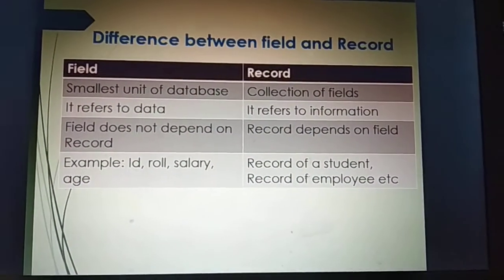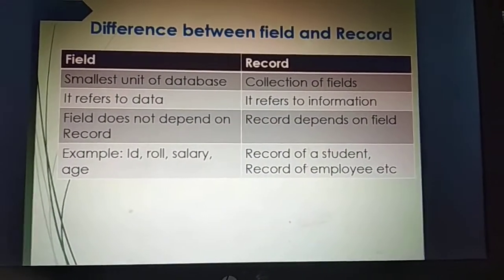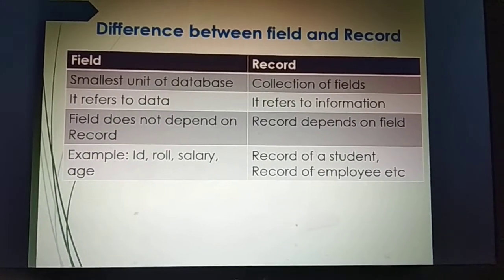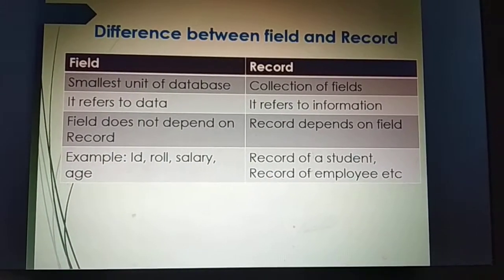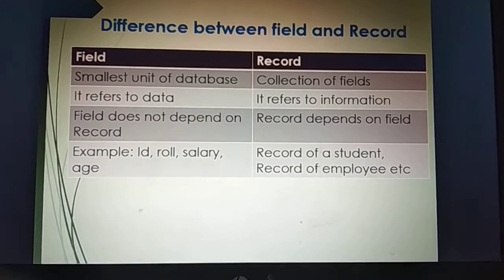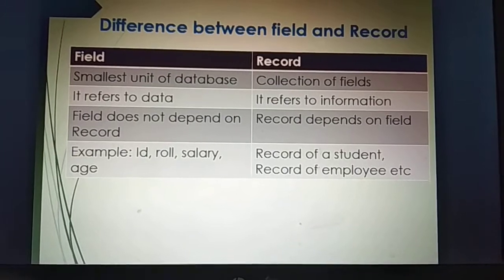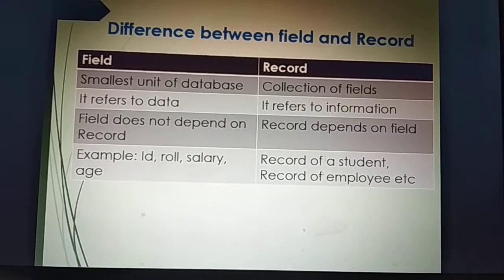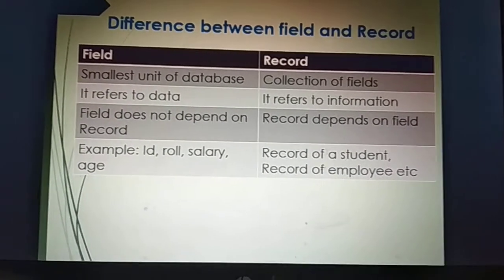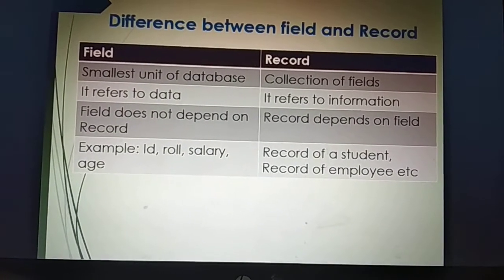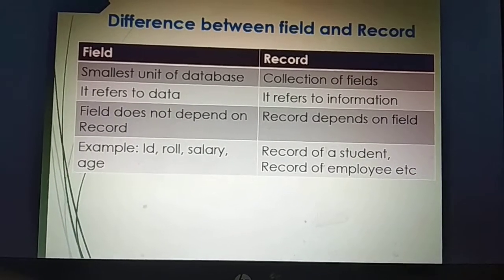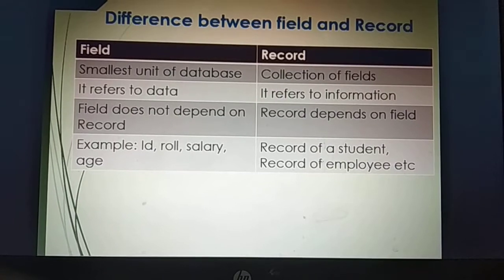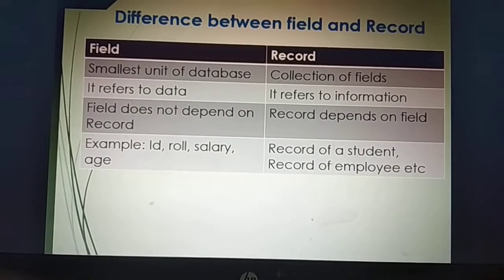Now, the difference between field and record. A field is the smallest unit of a database. That means if we break down the database into smaller parts, then each and every element for which we are collecting data is known as a field. After collecting data, we can store the data under specific fields. Then all the collected data under all the fields makes a record.